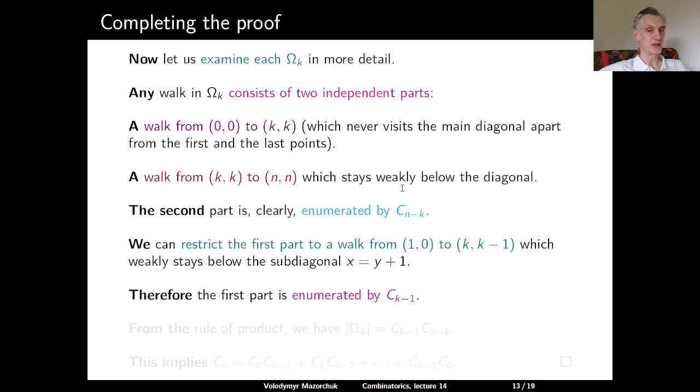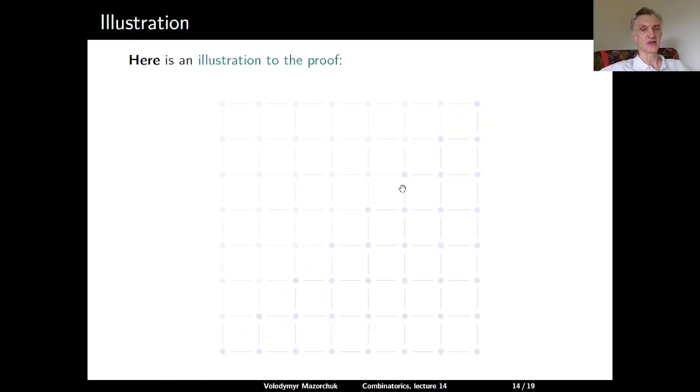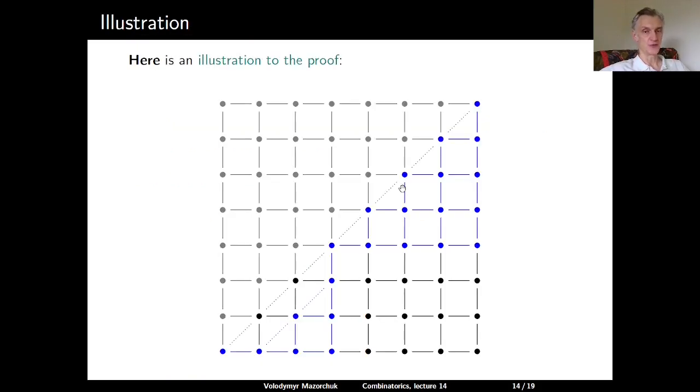The parts are independent, so by the rule of product we get that the cardinality of omega k is equal to c k minus 1 times c n minus k. And this implies immediately our recurrence, that c n is equal to c0 c n minus 1 plus c1 times c n minus 2 plus and so on, plus c n minus 1 times c0. So here is the illustration of this proof.